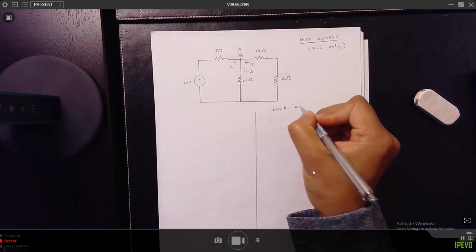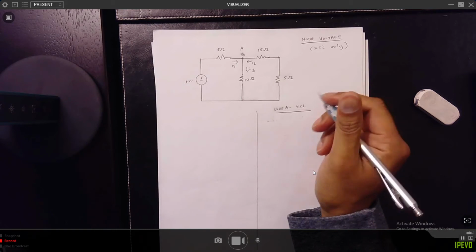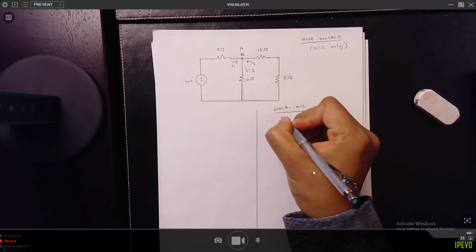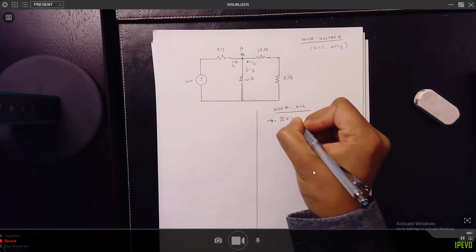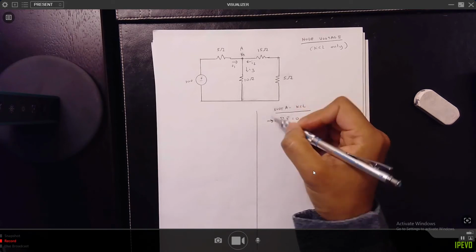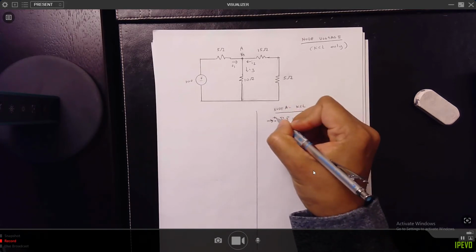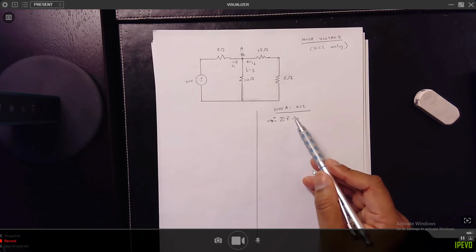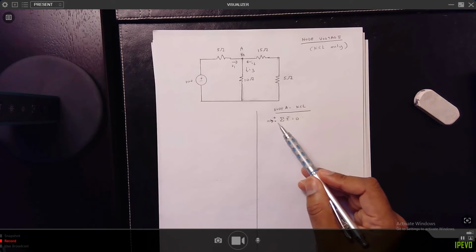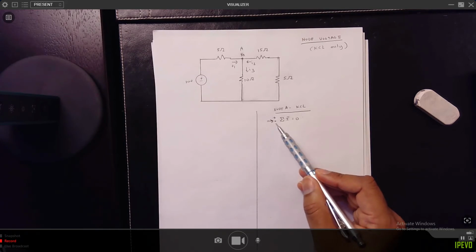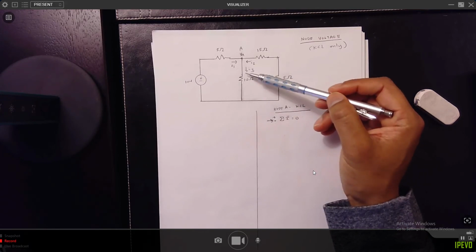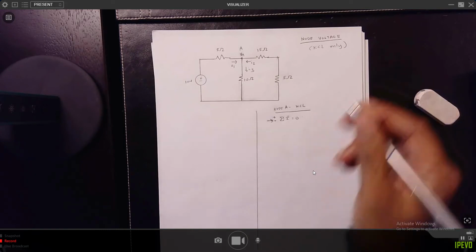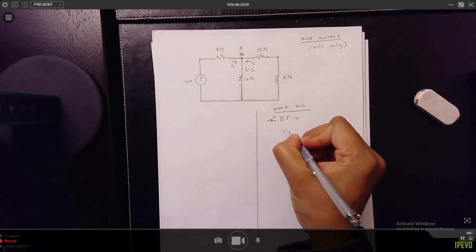we have KCL. KCL will say the sum of the currents in or out of node A equals 0, and any current that's coming into the node is positive. Based on these assumptions, when we drew I1 coming in, I2 coming in, I3 going down, is I1 coming into the node? Yes. So if I1 comes in, it's simply plus I1.